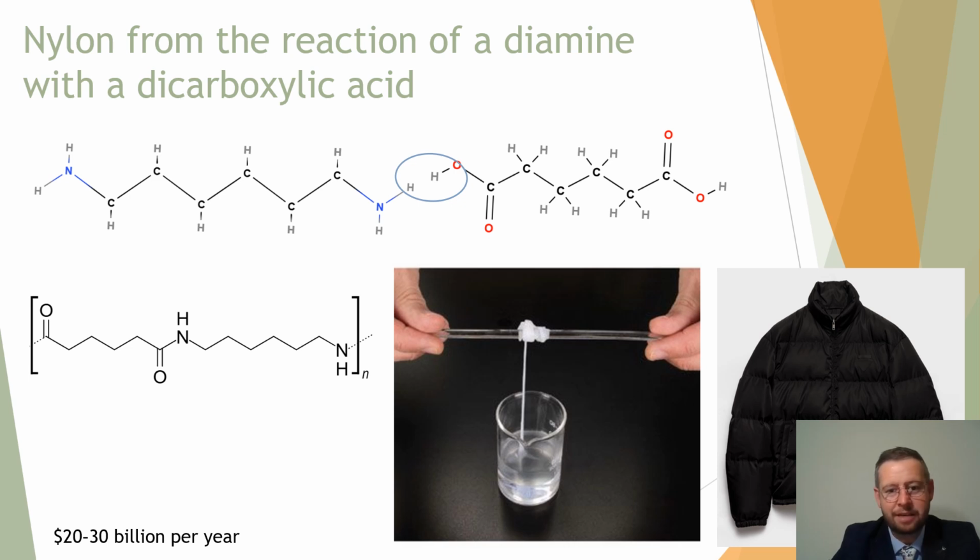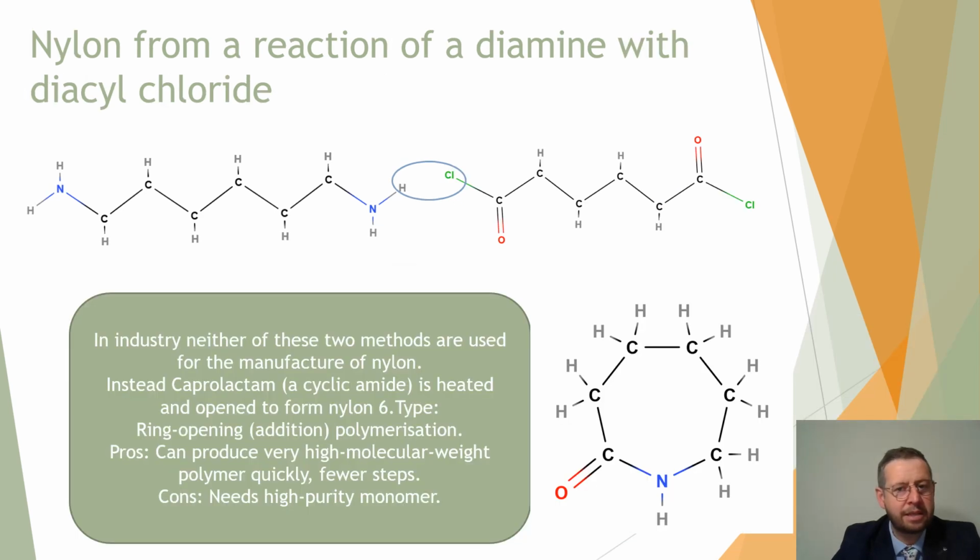But this is really significant to us because these two chemicals are used to make nylon. And nylon is a wonder material used in the production of clothing, waterproof clothing, especially puffer jackets and the like, a $20 to $30 billion industry every single year. Now, we don't necessarily have to create nylon via the liberation of water. We can choose our chemicals to create the same thing, but via the liberation of hydrogen chloride if we choose a diacyl chloride instead.